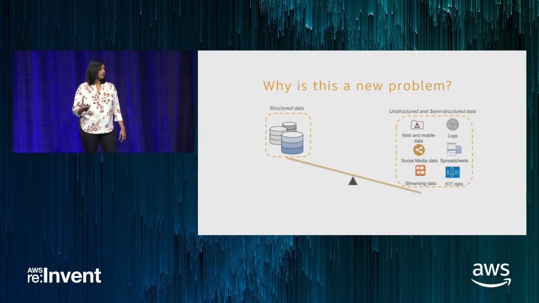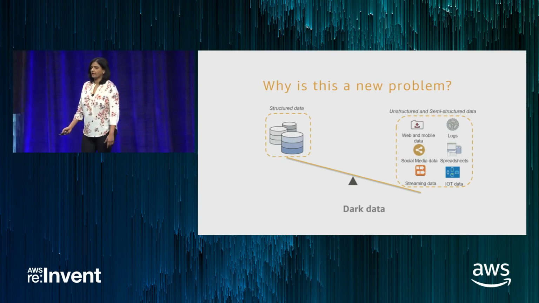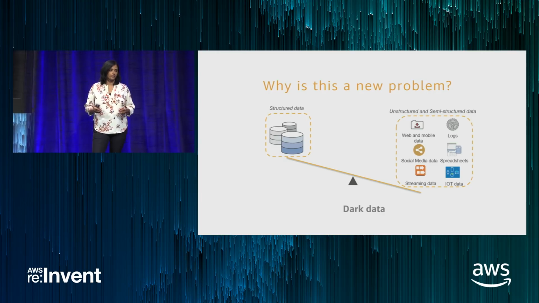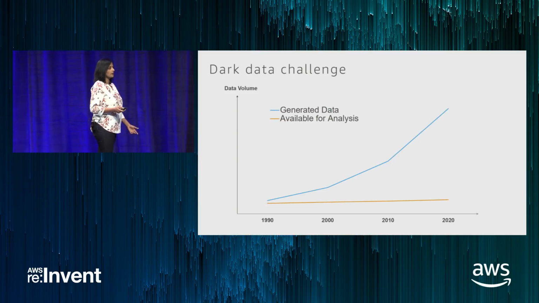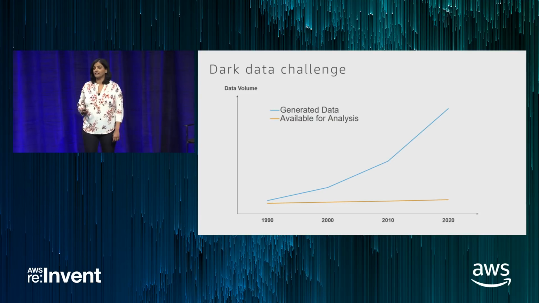What this also leads to is a problem of dark data. So what is dark data? Dark data is data that you acquire and that just sits around without really being available for any analytics. As you can see here, over the last few decades, the amount of data has exponentially grown, but the data that is available or made available for analytics hasn't really changed much.